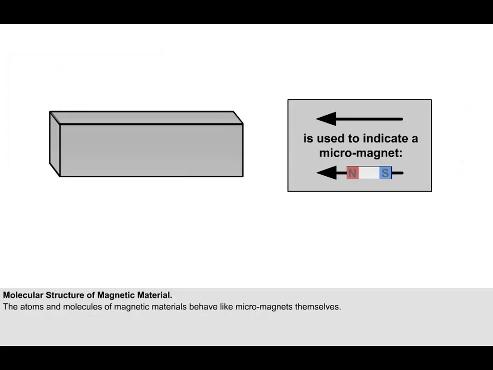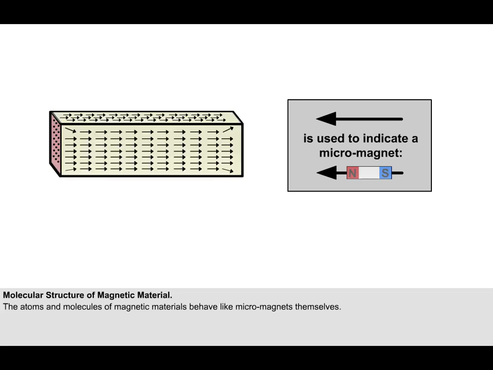The atoms and molecules of magnetic materials behave like micromagnets themselves. It is the total magnetic field from all of these microscopic magnets which gives us the magnetic field we detect around the magnet itself. For simplicity, we will use arrows with points on their north poles to simulate the micromagnets. If the micromagnets are all pointing in the same direction, then their individual fields all reinforce one another. The diagram here shows all the micromagnets pointing in the same direction.